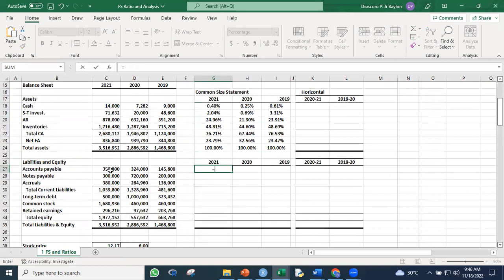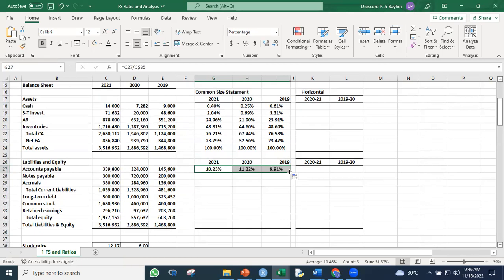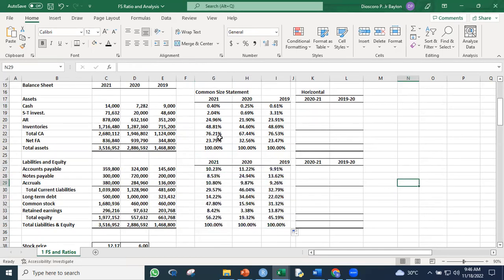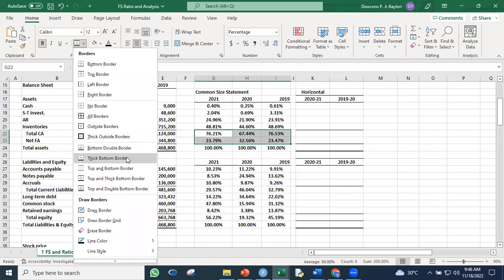So you can divide this one by the total liabilities and equity, or you can also use the total assets, since they're the same. And then F4, just fix the row. Okay, copy to the right, copy down, and then let me just format it first.